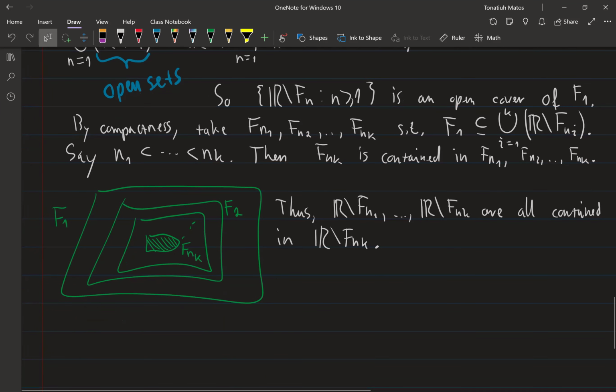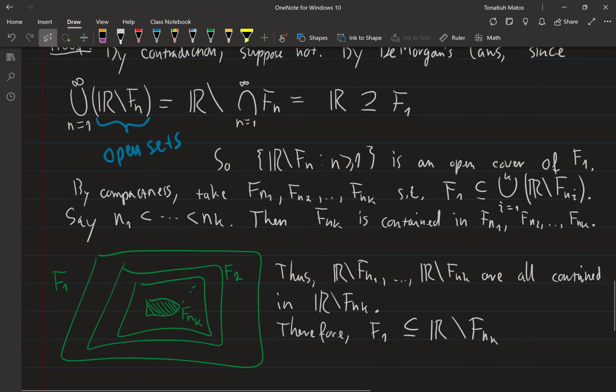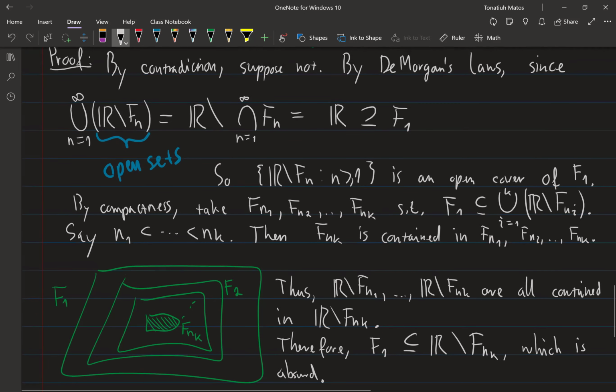Who can tell me why this is problematic? Therefore, Fn, which is contained in the union of all of these, well, that one must be contained in this other set, right? F and K. Do you see the problem with this? Where did we derive the contradiction?